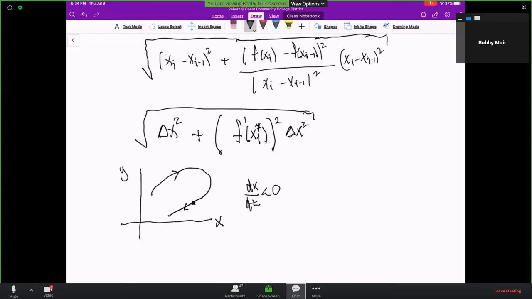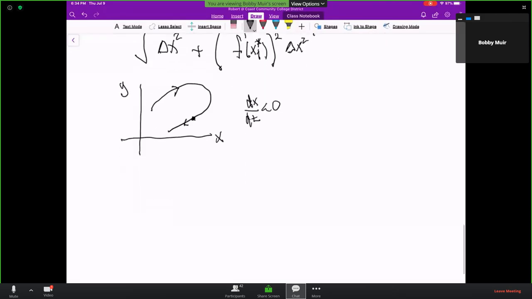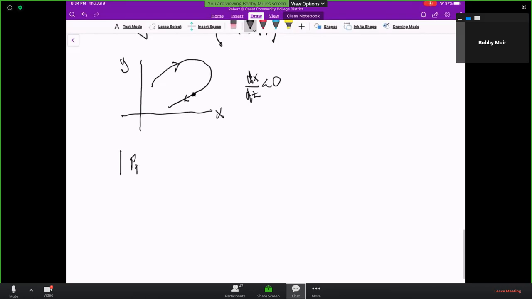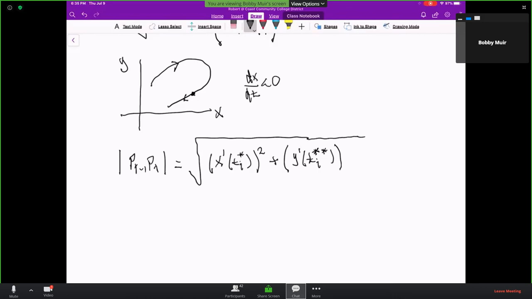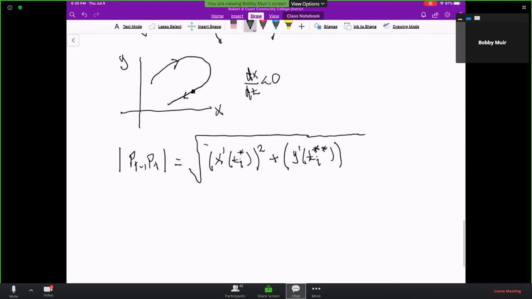So what he does, and I'm not going to go through it, you guys can read it. The reason I don't go through it is because I can't tell you the complete story. He has this mean value theorem step in two different places. He's looking at this pi minus 1 to pi distance, and it ends up looking like the following. It's x prime of ti star squared, and then here's where the problem comes in. It's y prime of a different value. There's no guarantee that the mean value theorem is going to have the same guy for both of those things. And then all of this is now multiplied by a delta t squared, which we know to be positive.